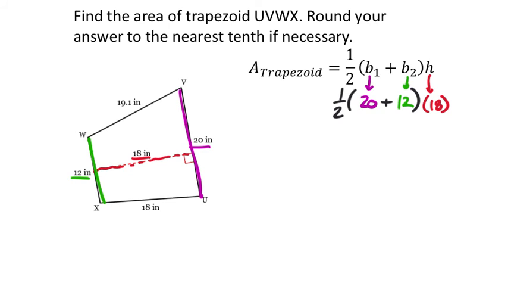But again, I can put this all into my calculator. Okay, so I'm even going to put the 1/2 in parentheses. And it says to round to the nearest tenth, so we may need the decimal here. 1/2 times 20 plus 12, close parentheses, times 18, enter. And it gives me a straight value of 288. So there was no need to round this one, but I do need to label it. This is an area, so it will be square inches.